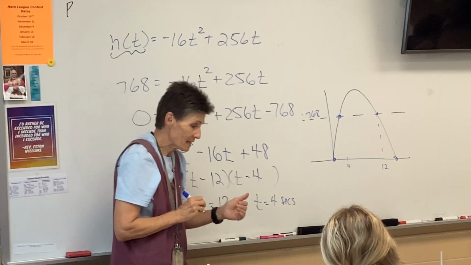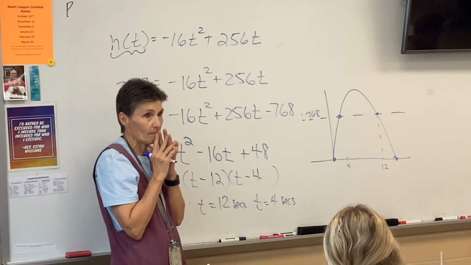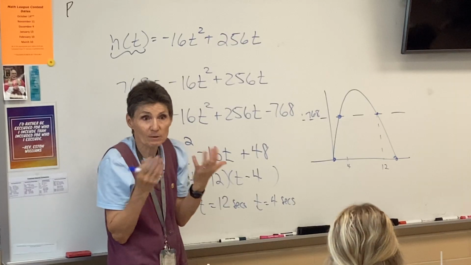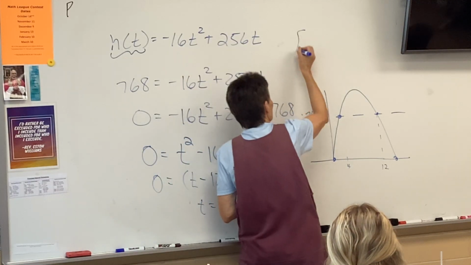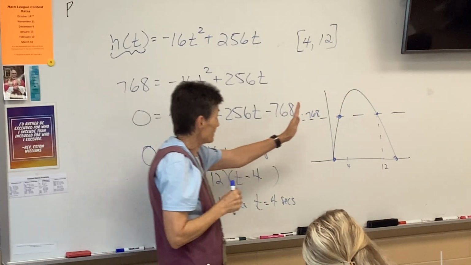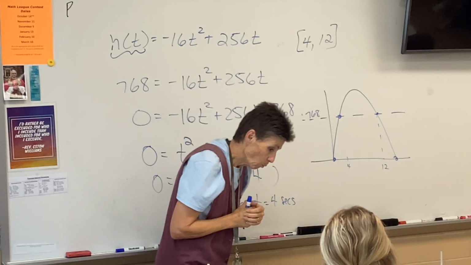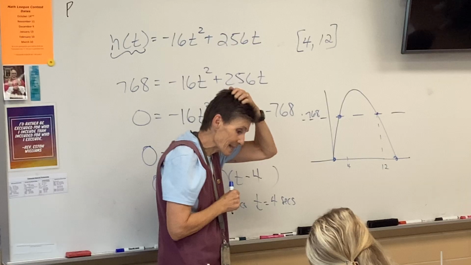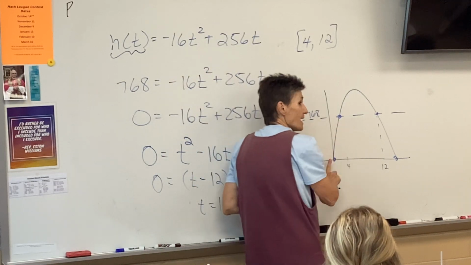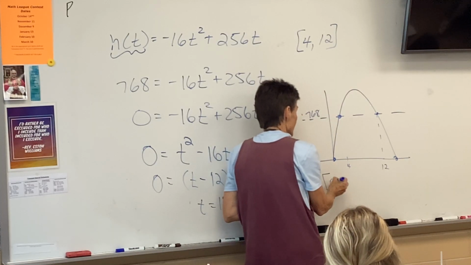What is the answer to B? When will the height above the ground be at least 768? In between them, right? Wouldn't the answer to B be everything from 4 to 12 inclusive? That would be this little bump right here. And then, when will the height above the ground be less than or equal to 768? So less than or equal to. So maybe 0 to 4.